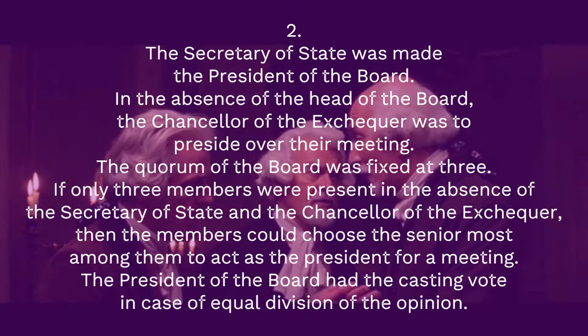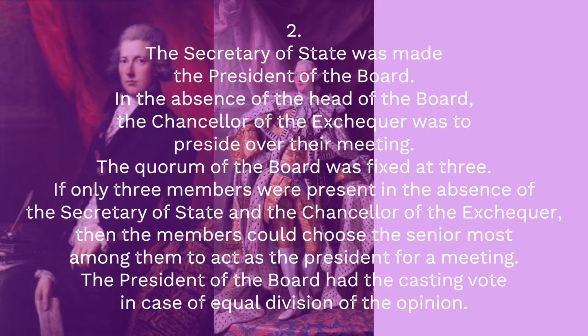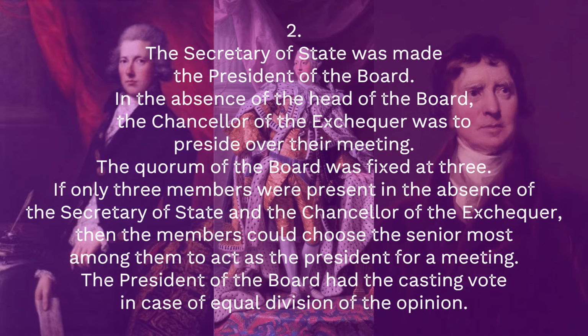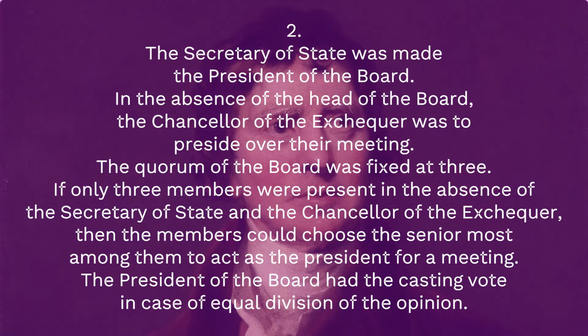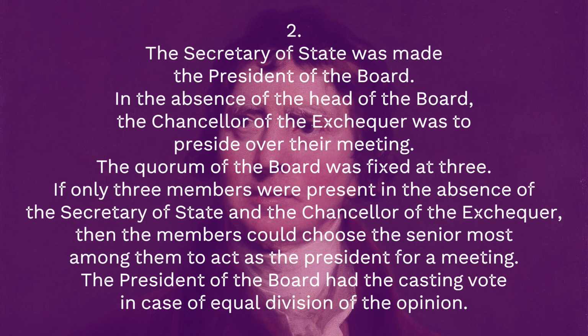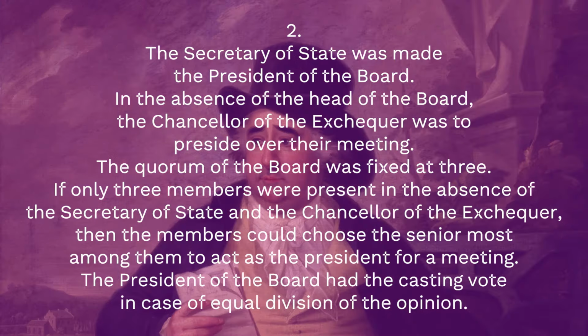2. The Secretary of State was made the President of the board. In the absence of the head of the board, the Chancellor of the Exchequer was to preside over their meeting. The quorum of the board was fixed at 3. If only 3 members were present in the absence of the Secretary of State and the Chancellor of the Exchequer, then the members could choose the senior most among them to act as the President for a meeting. The President of the board had the casting vote in case of equal division of the opinion.